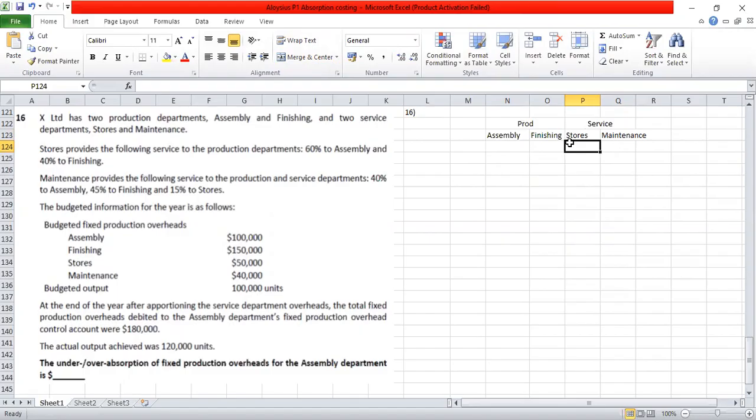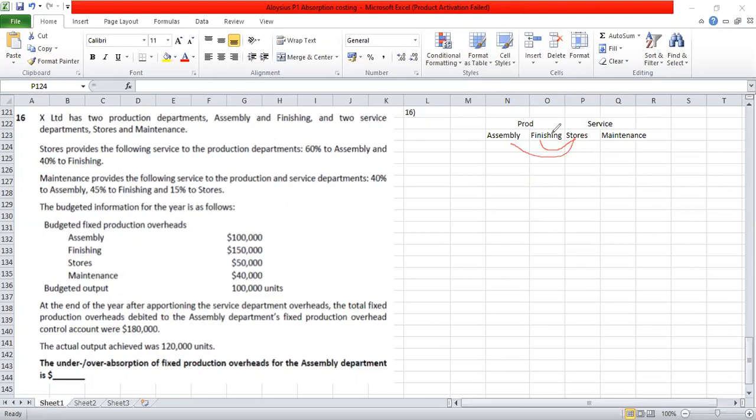and finishing. First way, one, stores department. It says that stores department is charging 60% to assembly, 40% to finishing. Stores department will be charging only to assembly and finishing. There is no mention that there is anything which is charged to maintenance, that is missing here. 60% will go to assembly, 40% will go to finishing.